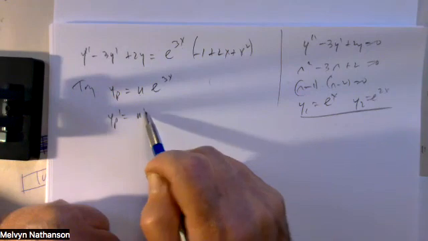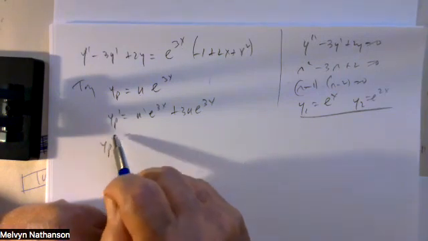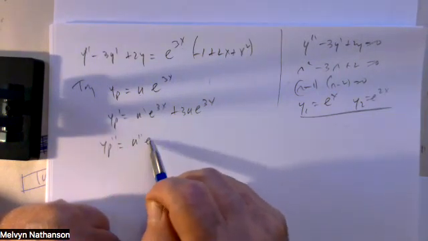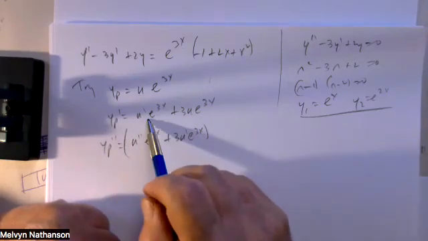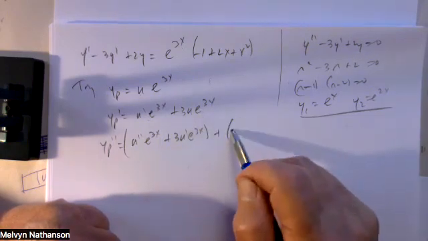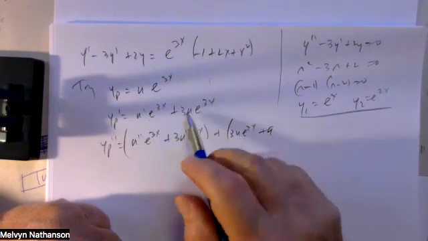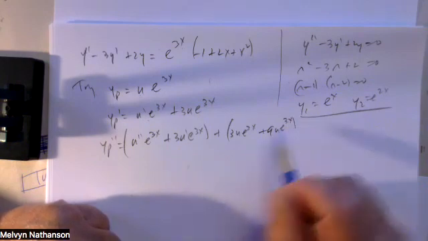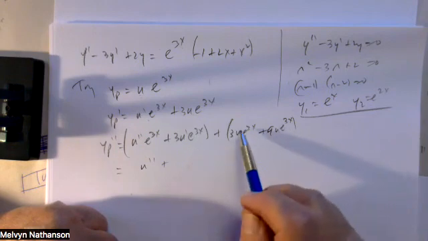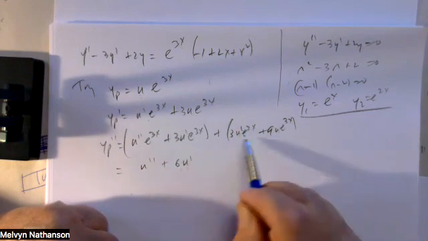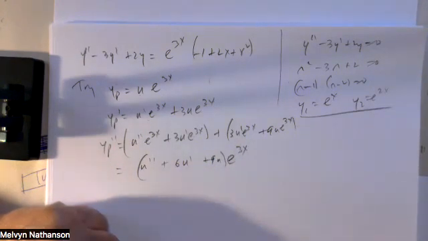Its derivative is u prime e to the 3x plus 3u e to the 3x. The second derivative is u double prime e to the 3x plus 3u prime e to the 3x. That's the derivative of this. The derivative of this is 3u prime e to the 3x plus 9, 3 times 3, 9u e to the 3x. So this is u double prime plus 6u prime plus 9u, times e to the 3x.